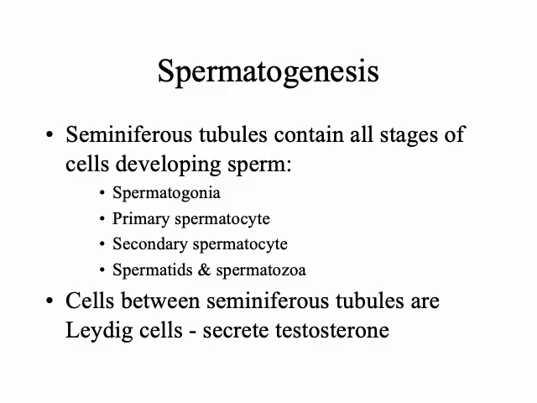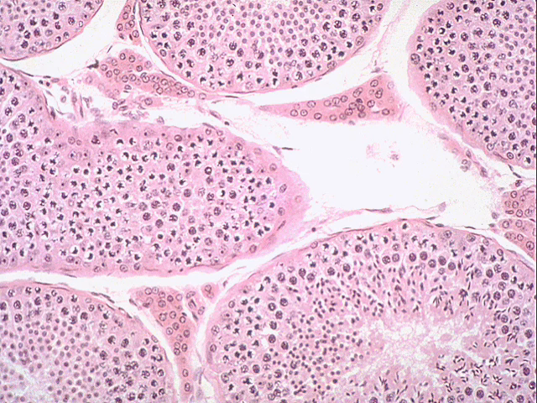Now, there are some cells in between the seminiferous tubules. Those are called Leydig cells. And if it helps you, call these the interstitial cells of Leydig. That's how I have always thought of them because it tells you where to find them. Those are the ones that produce testosterone.